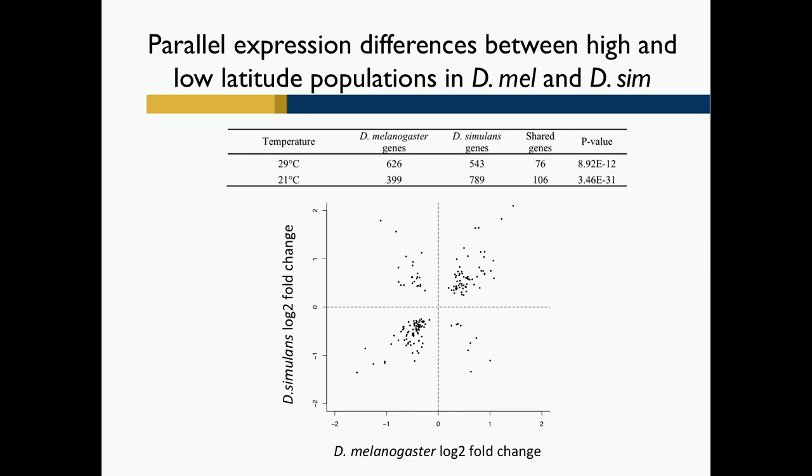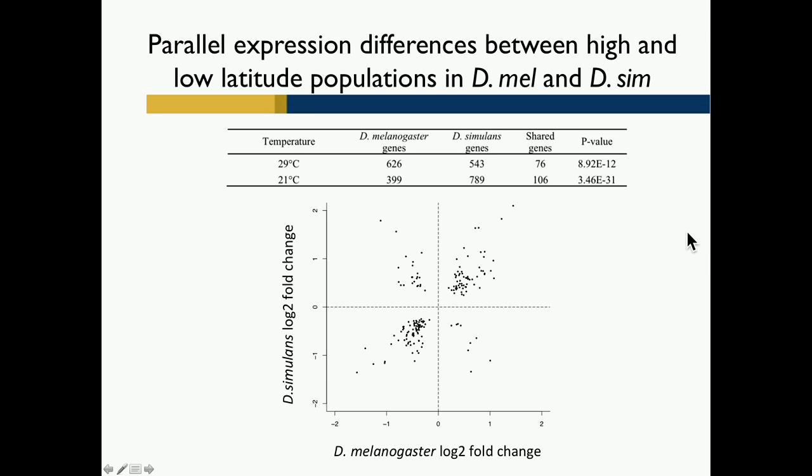For us, the most interesting question is if these two species share parallelism for the gene expression. So we used the one-to-one orthologs between Drosophila melanogaster and Drosophila simulans. And we found that for both 29 and 21 degrees C, there is around threefold enrichment of shared genes, suggesting that there is strong parallelism for the gene expression variation along the cline.